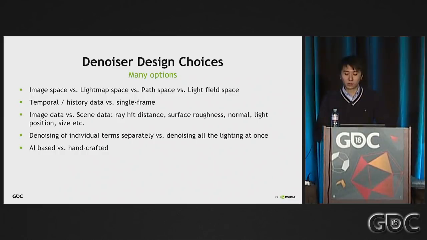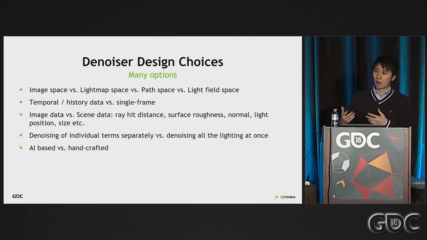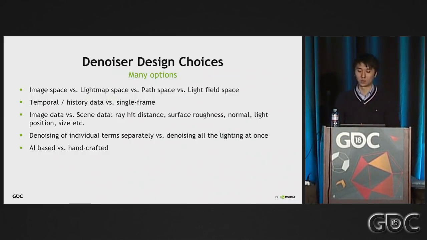So after looking at all those requirements, we can also think about what our options are when designing a denoiser. First, we can choose between applying the filter in different spaces, and the simplest one is just to do filtering in screen space. People also did it in light map space, path space, and actually in light view space as well. Then you can choose to only rely on data that's in the current frame, or you can somehow borrow data from history frames to either try to increase your effective sample count, or improve temporal stability and reduce flickering.